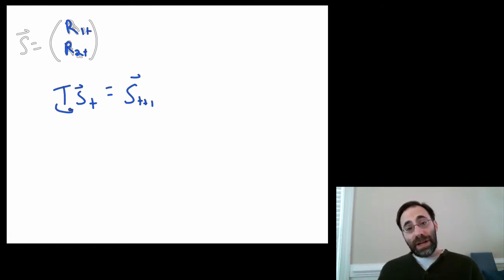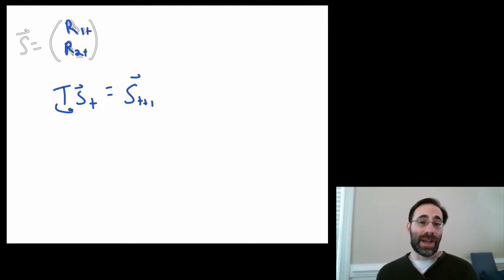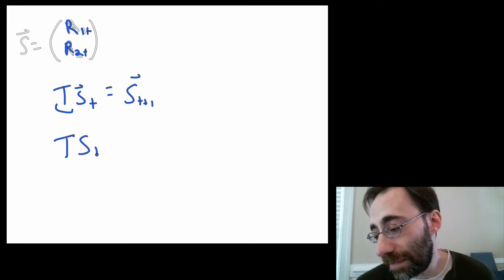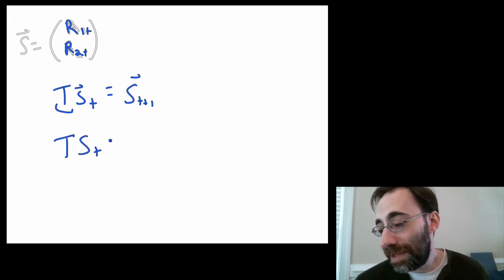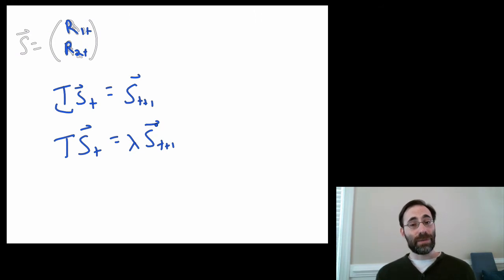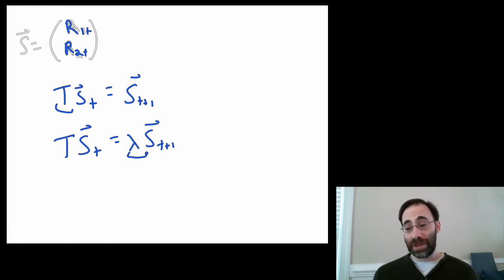Now, we can get at some of the properties of this matrix by understanding what happens to the characteristic states of this matrix, the characteristic vectors. If it's a characteristic vector, then we know if we applied it at some time t, the time t plus 1 vector would actually be a multiple of the time t vector. Well, what does lambda mean then? This is the eigenvalue corresponding to this eigenvector.